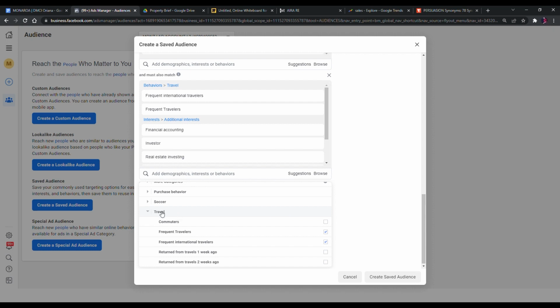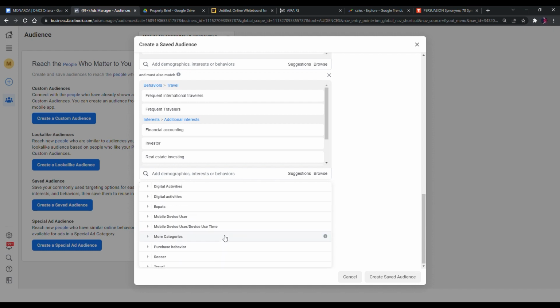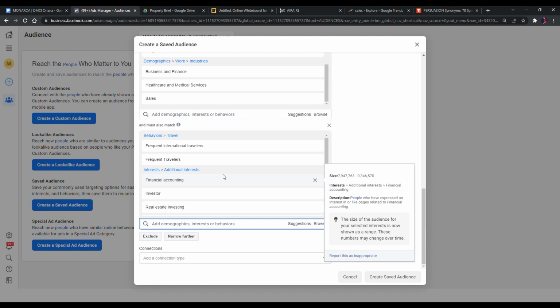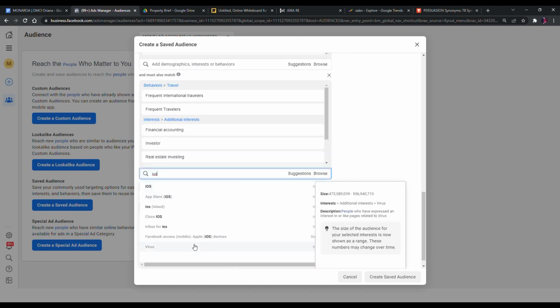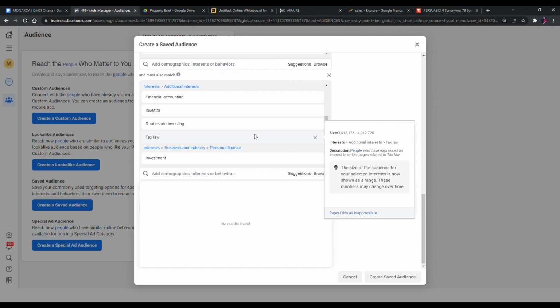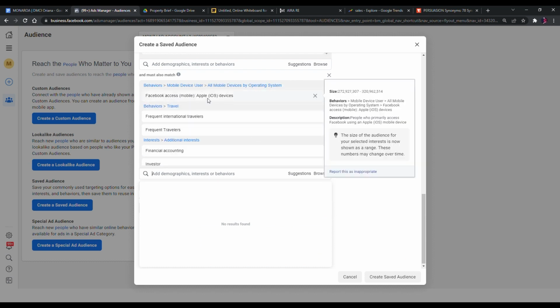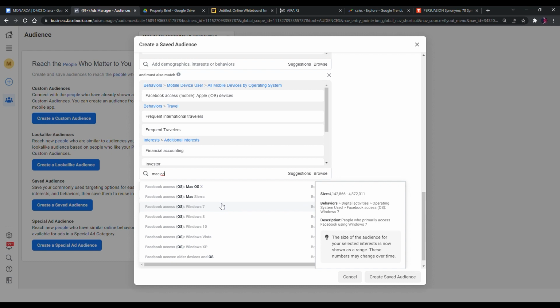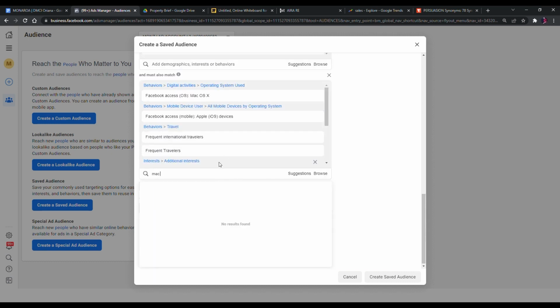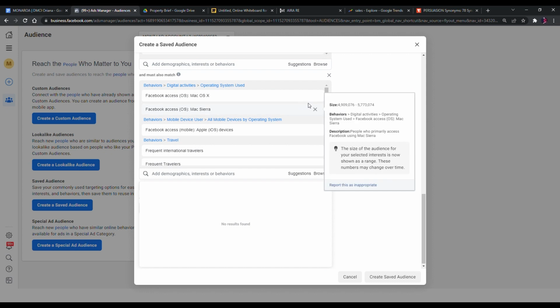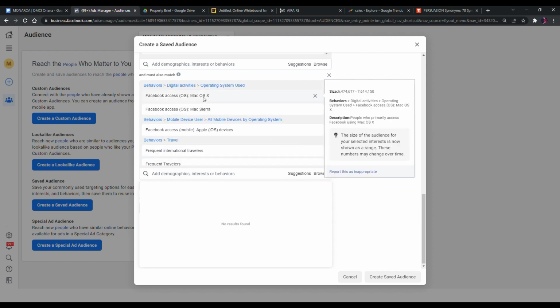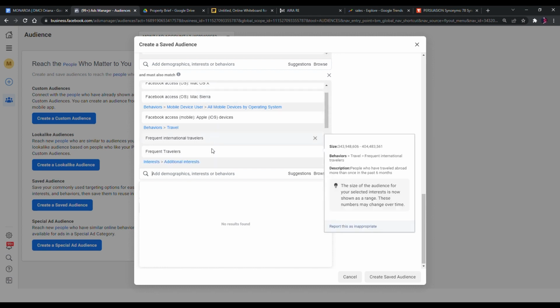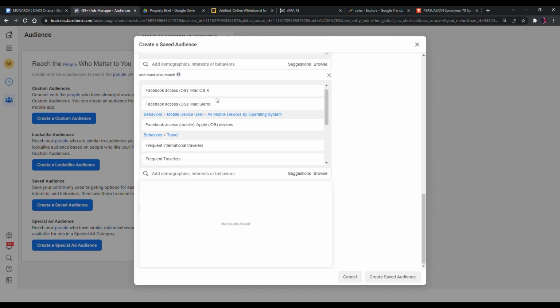And one more thing that I like to do, which is a very stupid simple hack, is to target people who use iOS. So access mobile iOS devices, Apple stuff. And something that's even better than iOS would be Mac OS, so people who have Macs for laptops. Facebook access is going to be both Mac OS 10 and Mac OS Sierra, even if those aren't really the newest versions, but they're almost the latest versions. So those are kind of simple hacks that you can use.